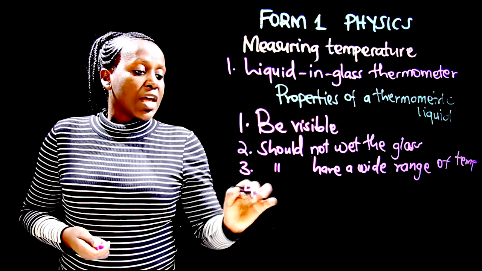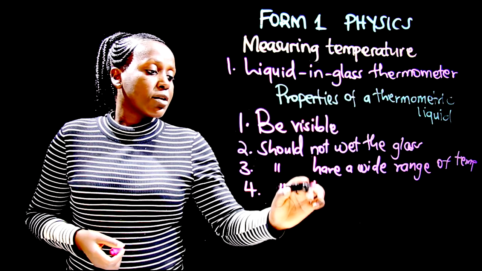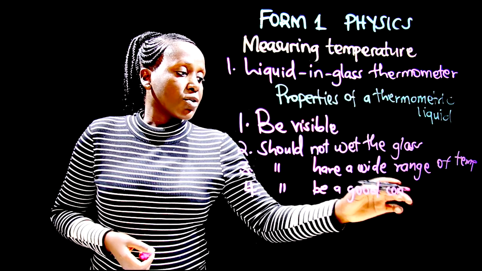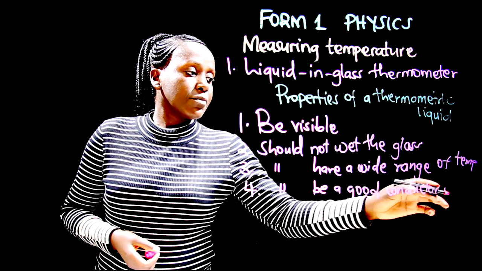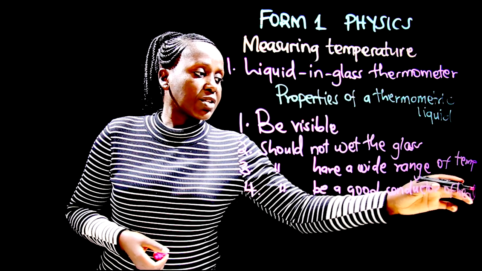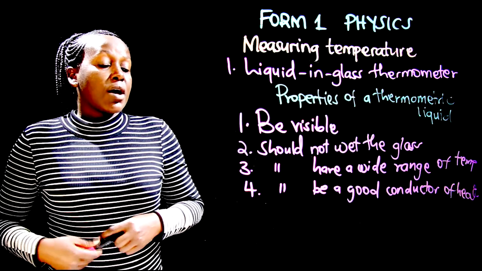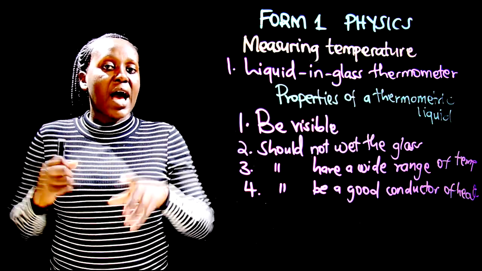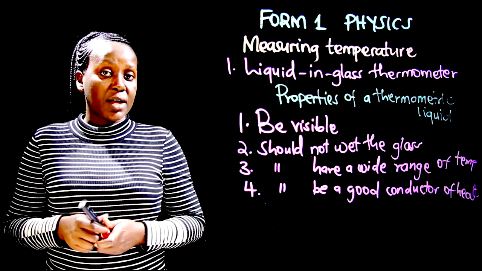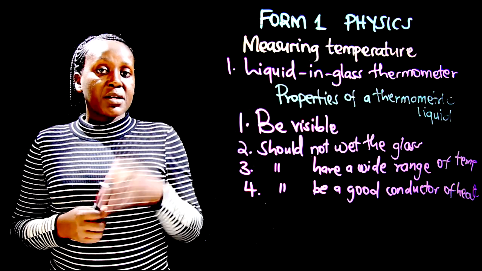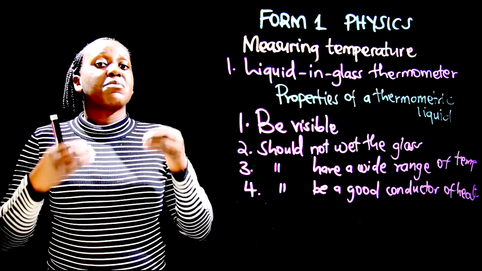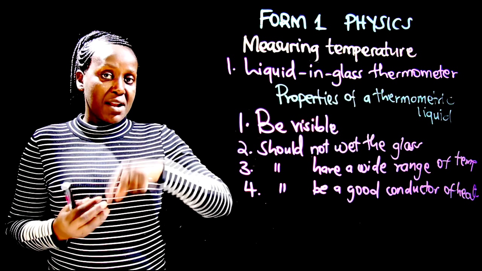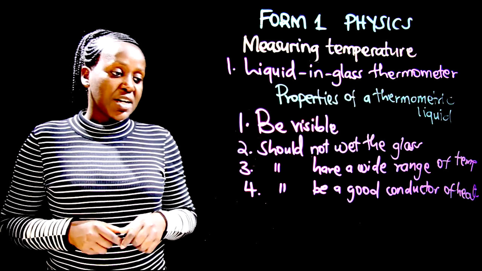Then number four, the liquid that we use should be a good conductor of heat. A substance that is a good conductor of heat is able to react to the slightest changes in temperature. So if you dip it in hot water, it will be able to notice that the temperature is now hot and it will react to that by rising. It should be a good conductor of heat.